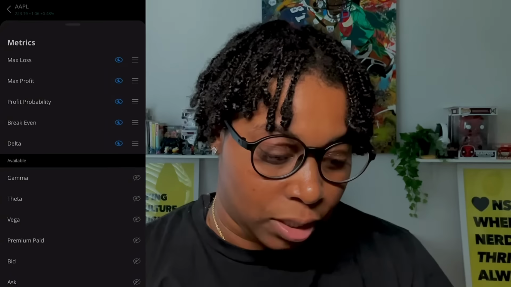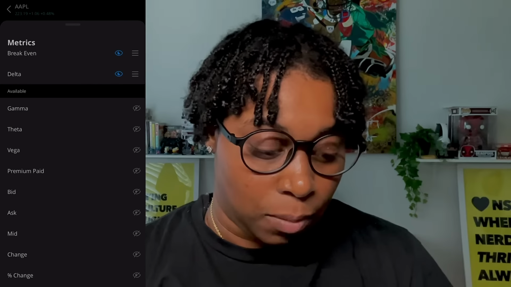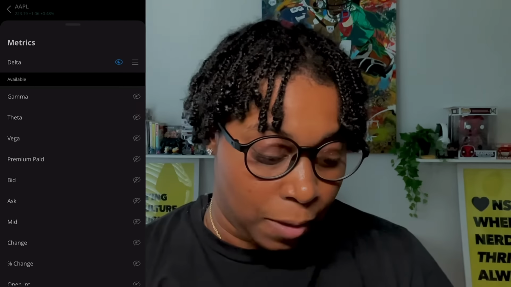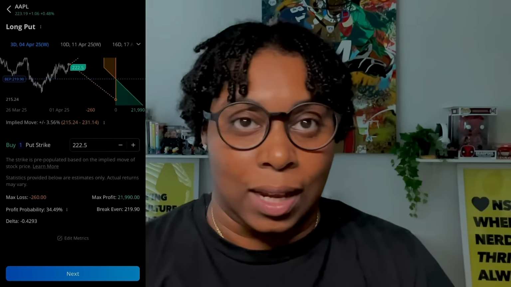Now let's go down and look at this bottom. You have max loss, price, profit probability, your delta, your max profit, and your break even cost. Now you can edit what you want to see down there, right where it says to edit your metrics, and you can put what you want. You have the Greeks, which you have the delta, the gamma, theta, vega. You have the premium paid, bid, ask, all of that stuff. You can put all of that there. Me personally, I like to keep it simple, even when I'm using this, or I use the options chain so that I can kind of get a full picture of what other strikes are available.